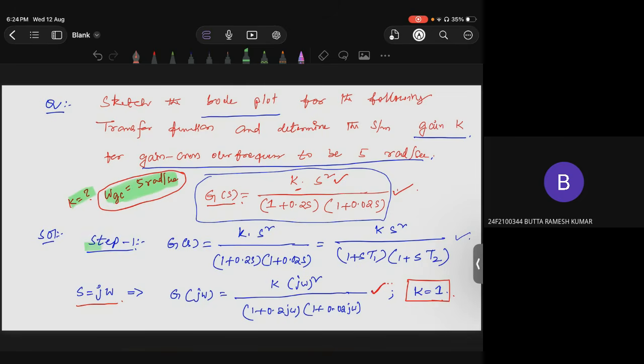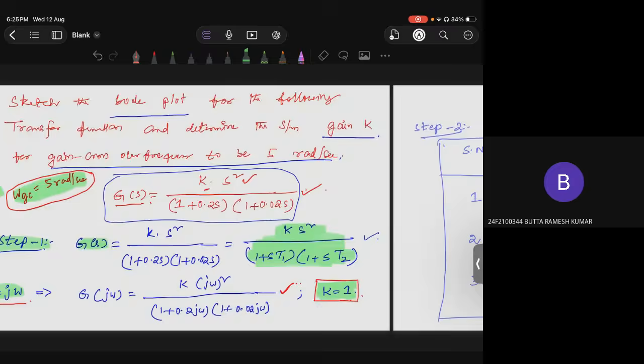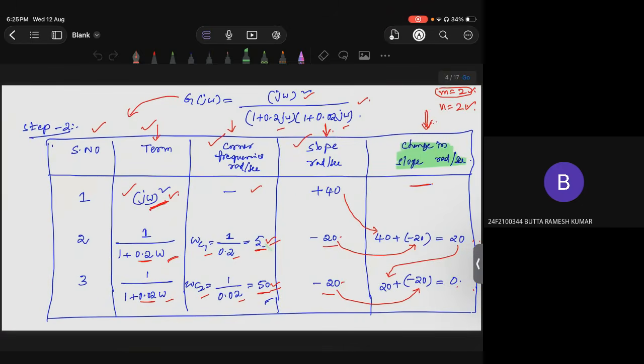So step one: take G of s, put it into this format and check what T1 and T2 are. Then substitute K equal to 1 for the moment. We draw the Bode plot for K equal to 1 first. Substitute s equal to j omega. Then form this table. How to form this table, I have explained very clearly and in the easiest way in the previous example. You should see exactly.